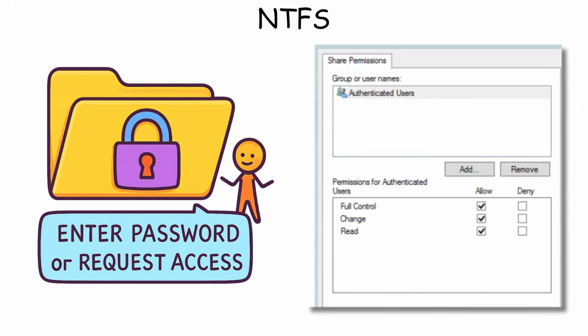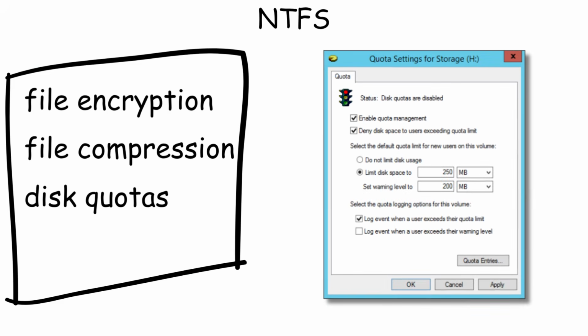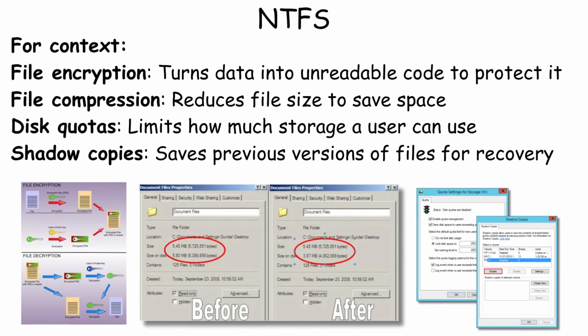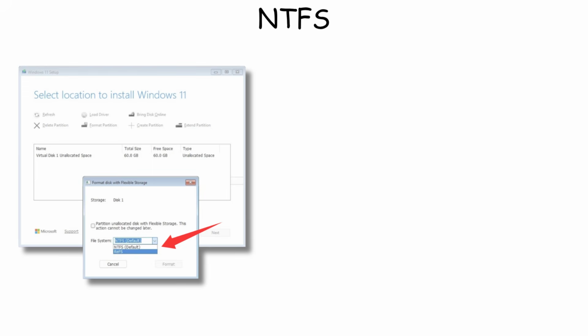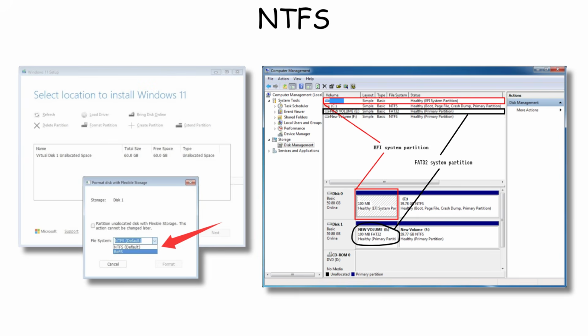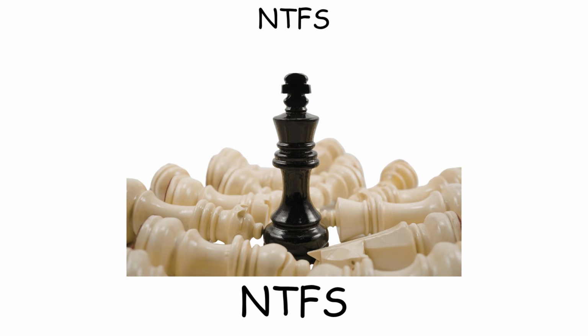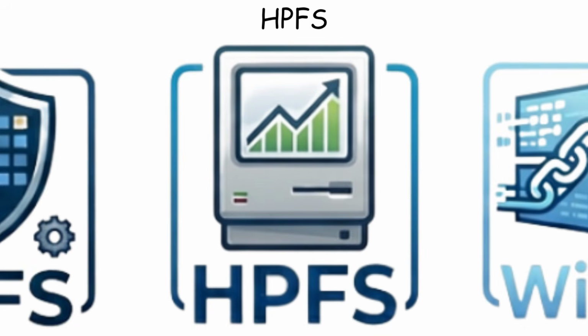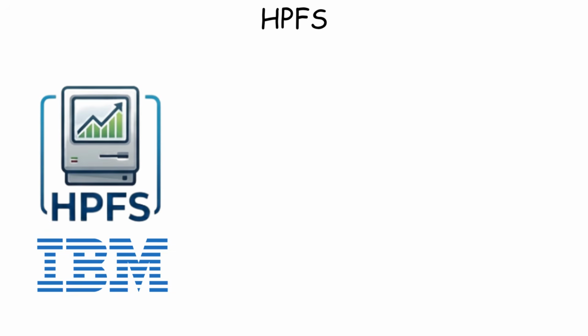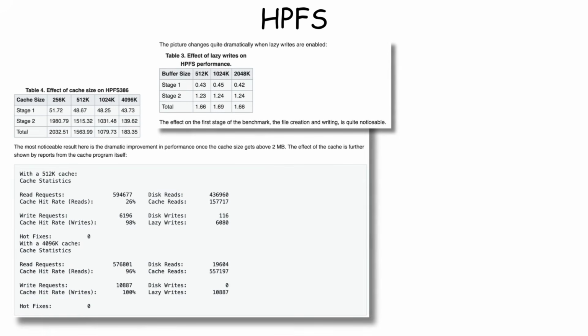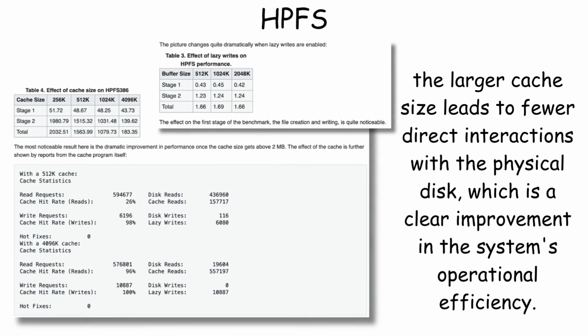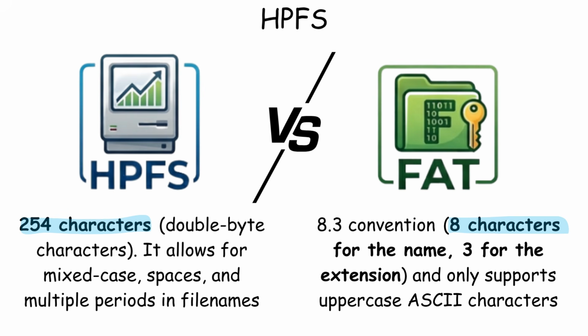It also includes advanced features such as access control lists for file permissions, built-in encryption, file compression, disk quotas, and support for shadow copies. These capabilities make NTFS highly reliable and suitable for modern desktop and enterprise environments. Modern versions of Windows rely on NTFS for the primary system partition, although small boot-related partitions may use FAT32 in UEFI-based systems. Before NTFS became dominant, another file system called HPFS, or High Performance File System, was developed for IBM's OS/2 operating system. It is a file system designed to improve disk organization, reduce fragmentation, and support longer file names compared to FAT. However, it was eventually replaced and is now considered obsolete.